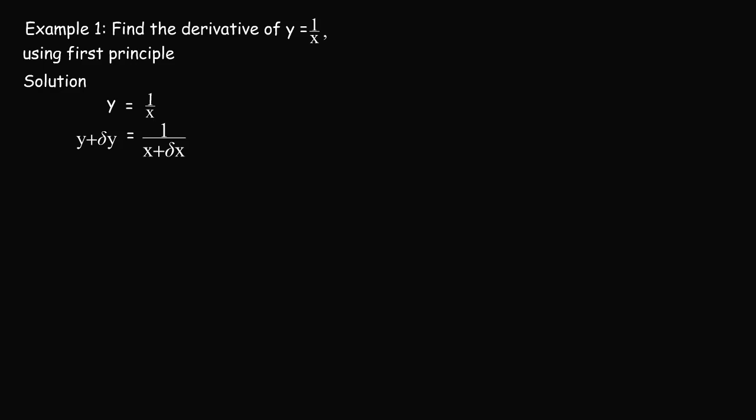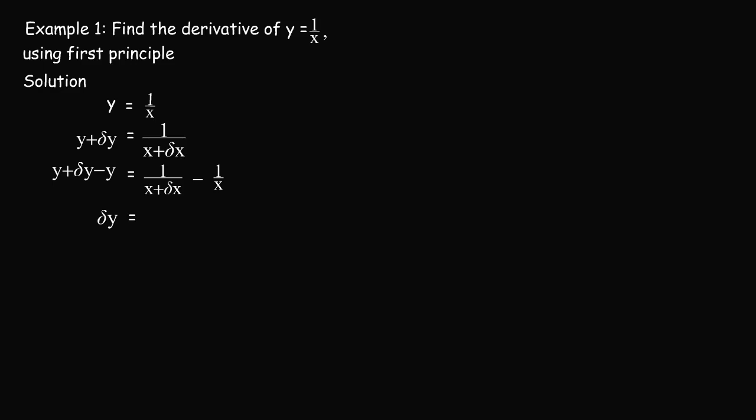The very next step is to subtract y from the left hand side and subtract 1 over s from the right hand side. Basically, we are subtracting our original equation from y plus delta y equals 1 divided by s plus delta s. Doing so, it becomes y plus delta y minus y equals 1 divided by s plus delta s minus 1 over s. Our left hand side simplifies to delta y because y and minus y cancel, and our right hand side will simplify further by solving the fraction.